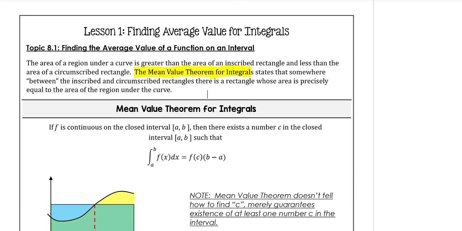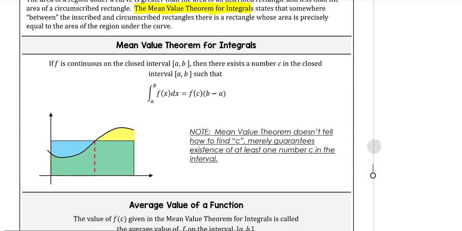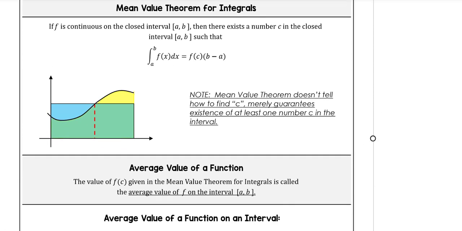So let's take a look at this picture and break this down a little bit more. If f is continuous on the closed interval a to b, then there exists some number c in the closed interval a to b such that the integral from a to b of f of x dx is equal to f of c times b minus a. What they're showing is that the green rectangle will give the perfect area of the area under the curve.